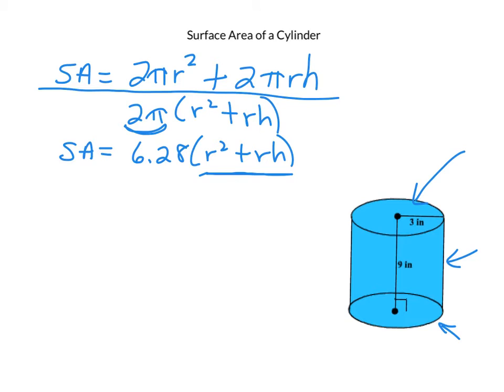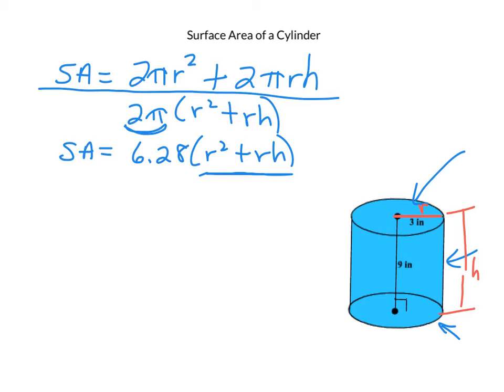So we have a blue cylinder here. What are the parts that we're looking for? This is the radius. It is halfway across the top circle. And the height is the distance between the top and the bottom. And in this case, it's 9 inches.